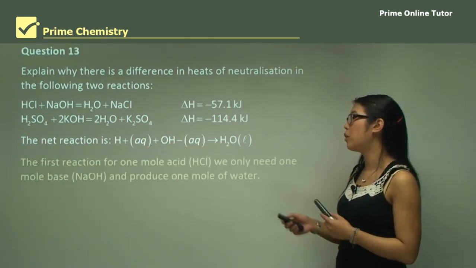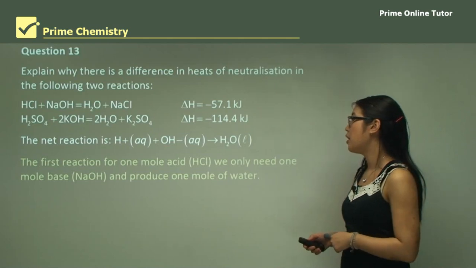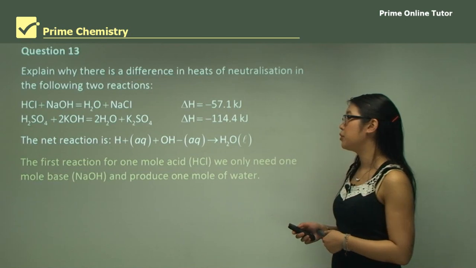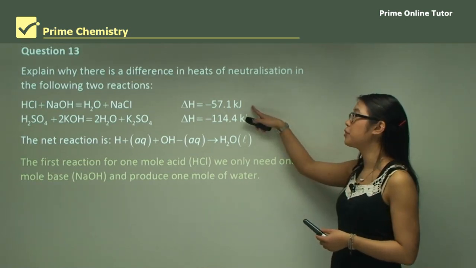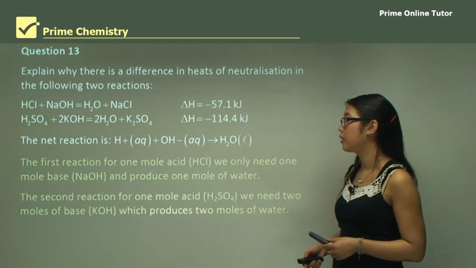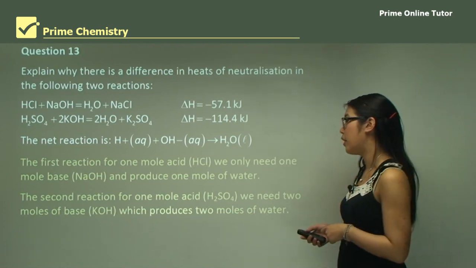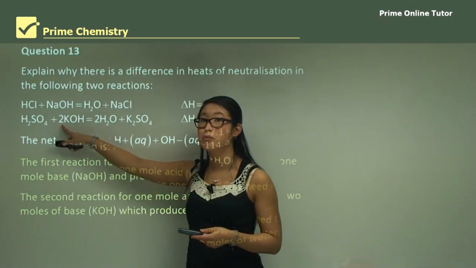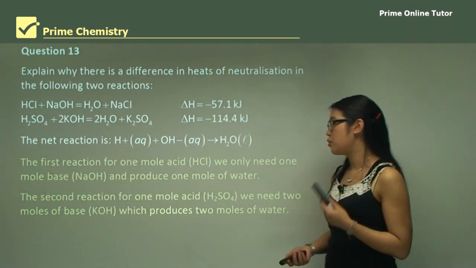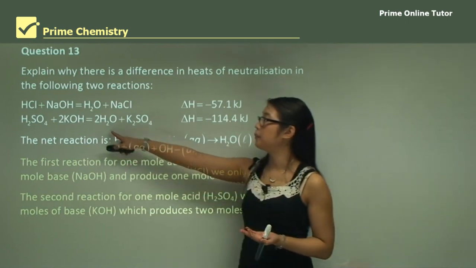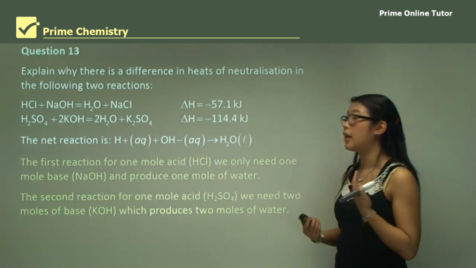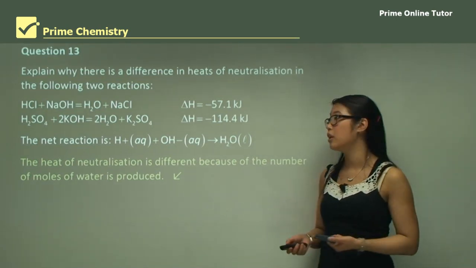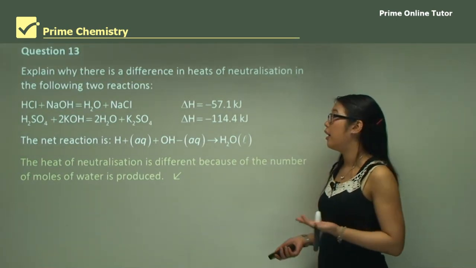In the first reaction, 1 mole of hydrochloric acid is needed to react with 1 mole of the base, sodium hydroxide, and this produces 1 mole of water. And that produces this amount of energy. In the second reaction though, 1 mole of acid needs 2 moles of base, as you can see here, and then 2 moles of water are produced. So we need to times this by 2. The heat of neutralization is different because the number of moles of water produced is different, and therefore we double it.